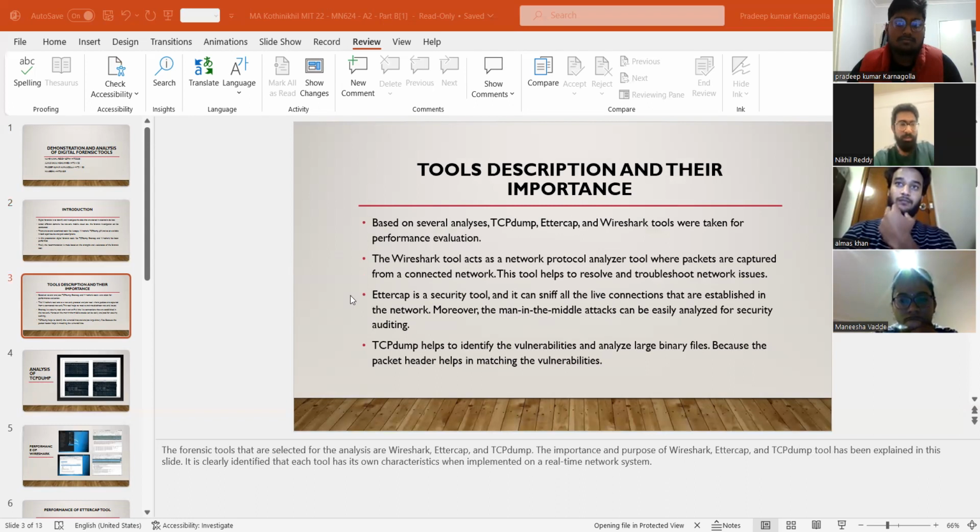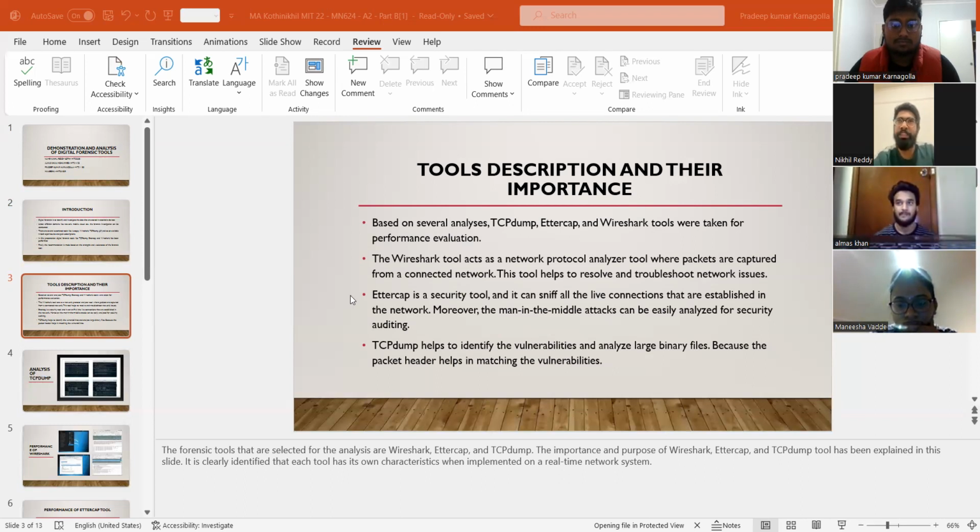Next slide, please. Based on the tools we used here, which are Wireshark, EtherCap, and TCP dump, I will explain the simplest uses of these tools. Wireshark is the network protocol analyzer used to capture the packets from the network. That means when communication is going on in that network, Wireshark is used to capture the data packets, which are carrying the information from one end to the other.